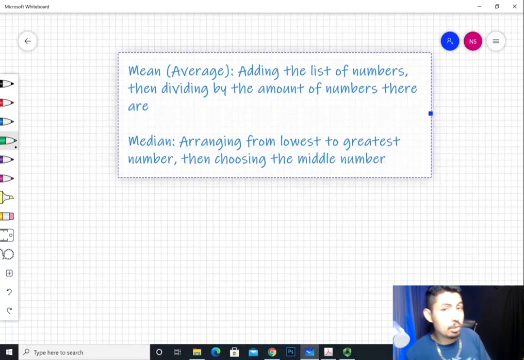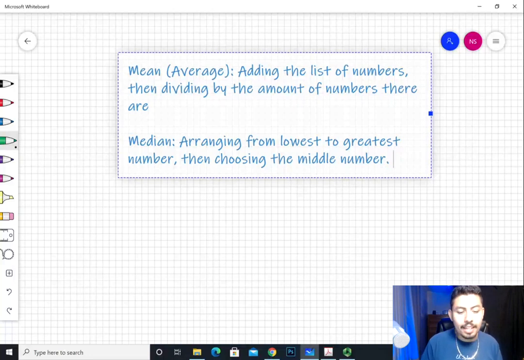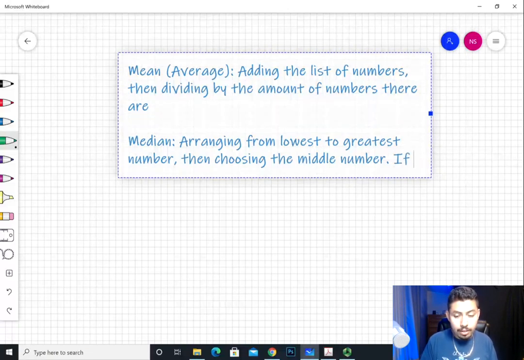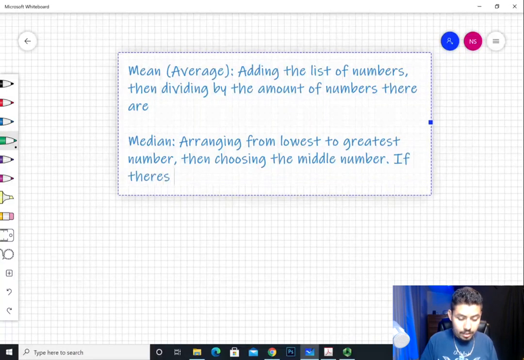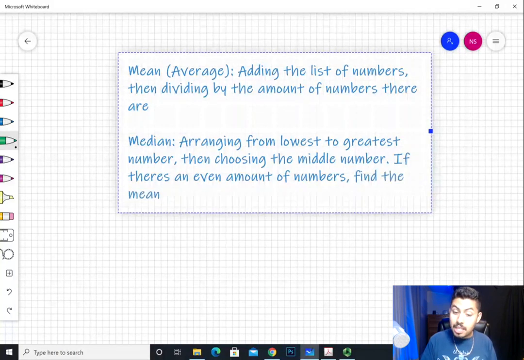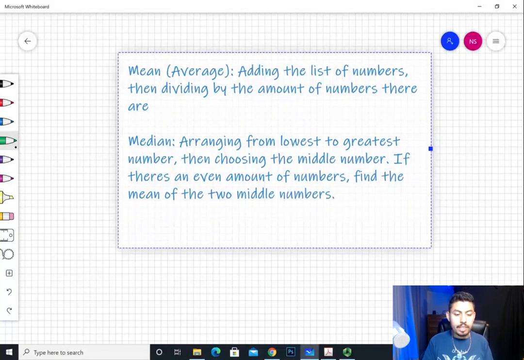It's really hard to type on the small keypad that I've got. The thing about median, I'm telling you right now, I'm going to write it here. And I'm going to explain this, so don't freak out if this doesn't make sense. If there's an even amount of numbers, find the mean of the two middle numbers. I'll explain that.